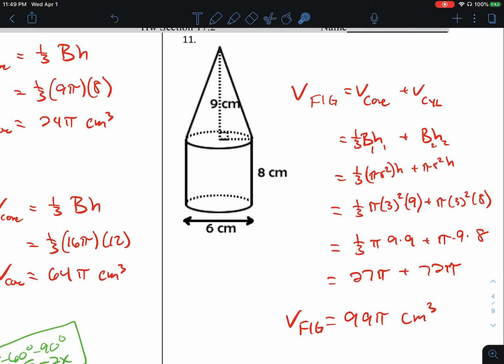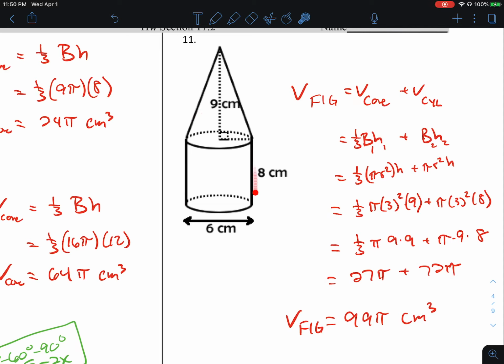So the area of this base is going to be 3 squared times pi. Once again, this third's part of the formula. 3 squared is 9. 9 times 9 is 81. 81 divided by 3 is 27. So we get 27 pi for the cone up here.